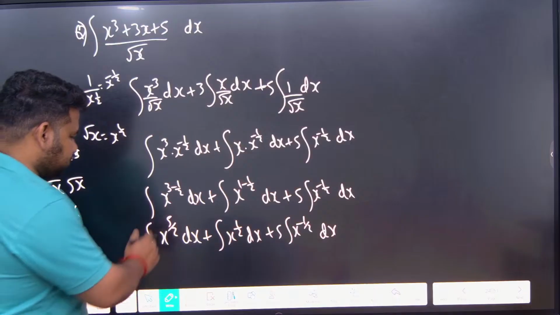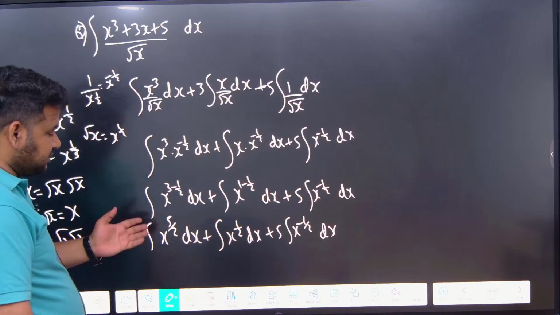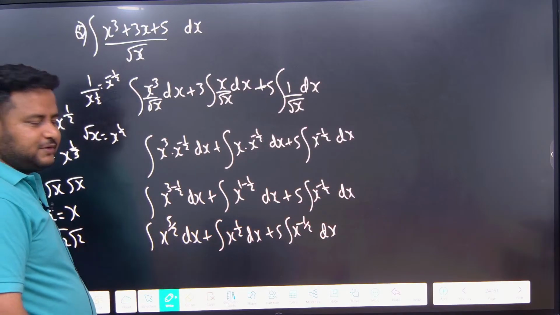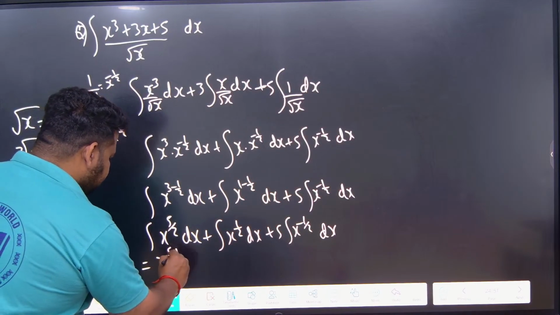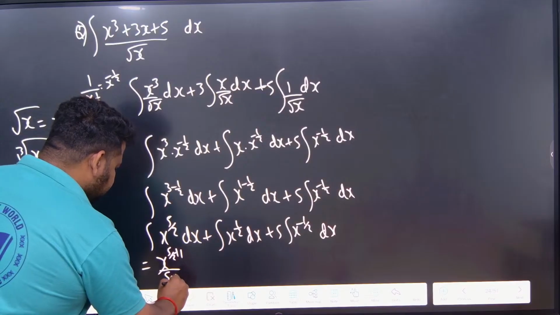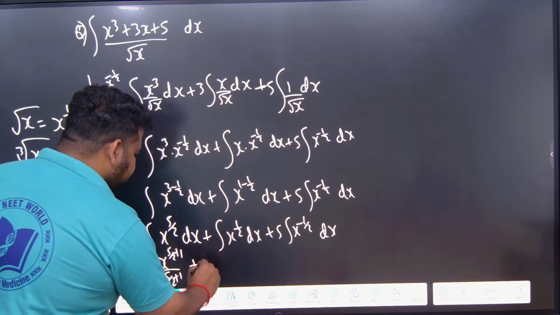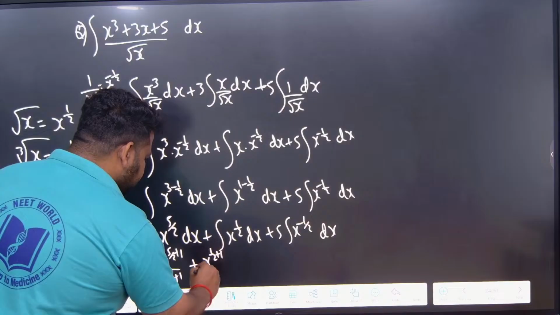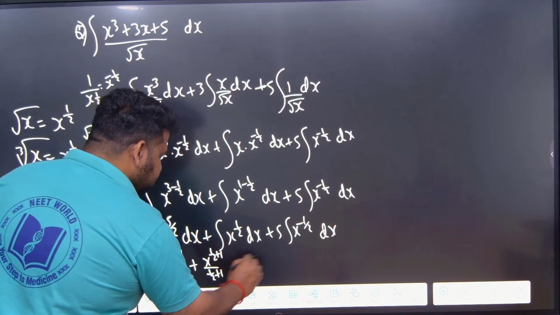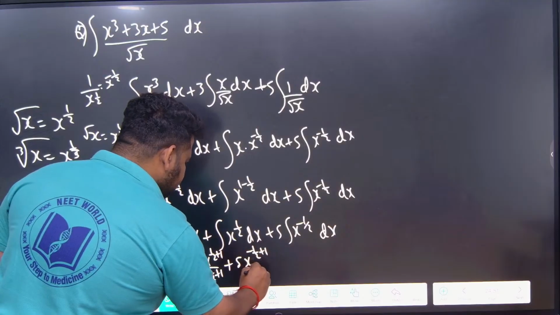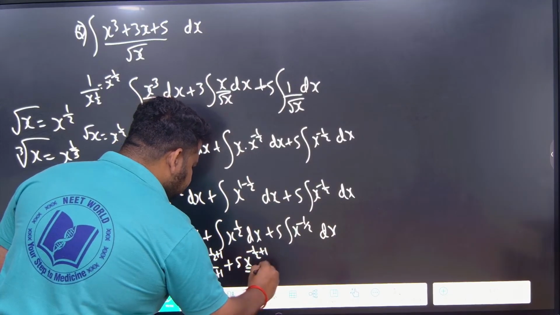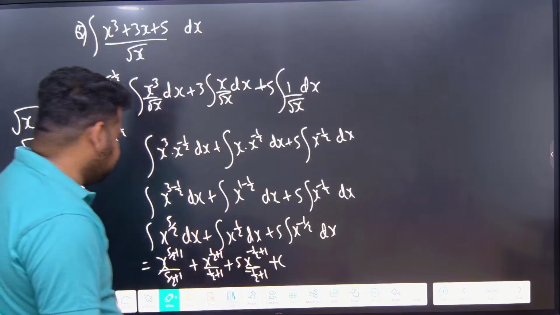So this will become what? x to the power of 5 by 2. If I integrate, what I'll have? I'll have x to the power of 5 by 2 plus 1 by 5 by 2 plus 1, plus x to the power of 1 by 2 plus 1 by 1 by 2 plus 1, plus 5 into x to the power of minus 1 by 2 plus 1 by minus 1 by 2 plus 1, plus c we are having.